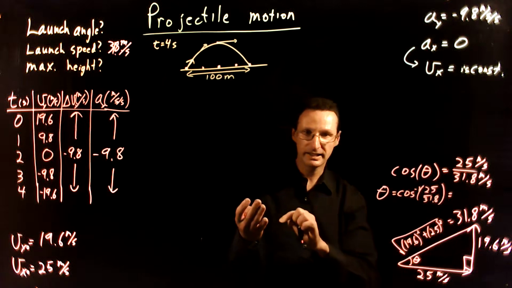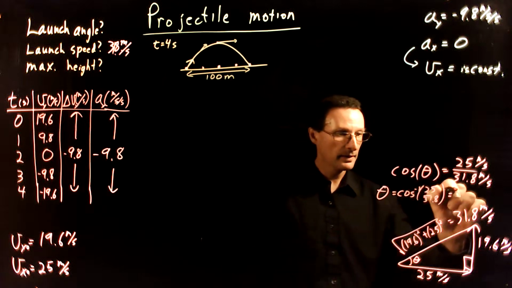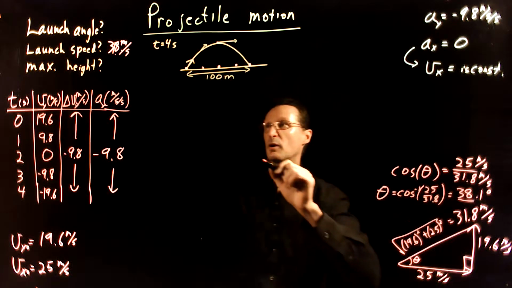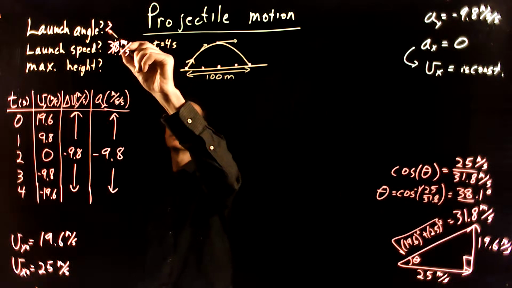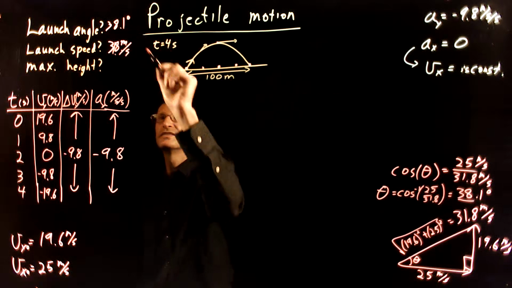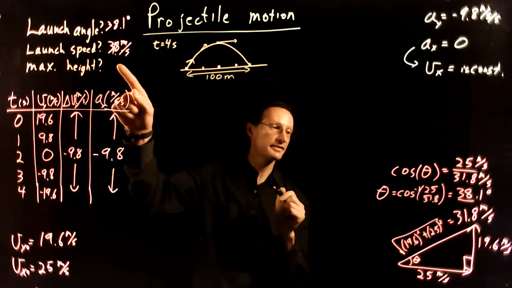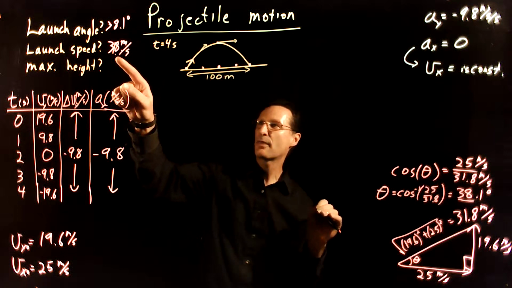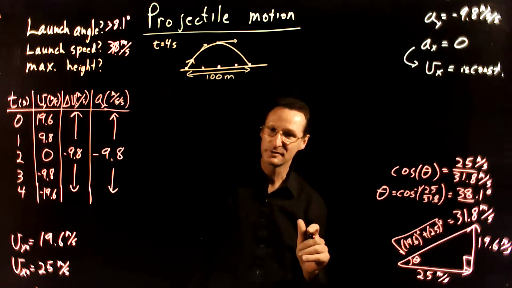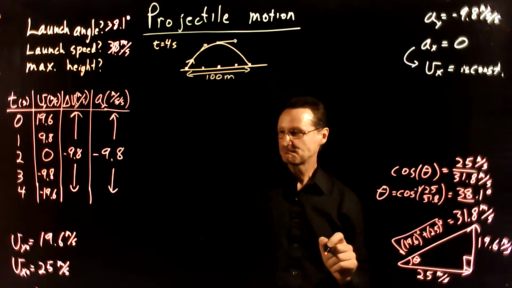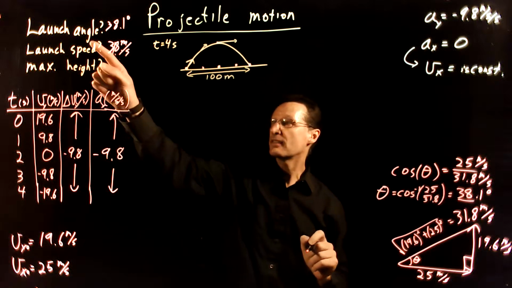And when I punch that in my calculator, I get 38.1 degrees. Okay, so that tells me my launch angle is 38.1 degrees. Coincidentally, these are very similar to each other. 38.1 degrees, it's just coincidence, and 31.8 meters per second initial velocity. That's just a coincidence. All right, so that gets me those two.